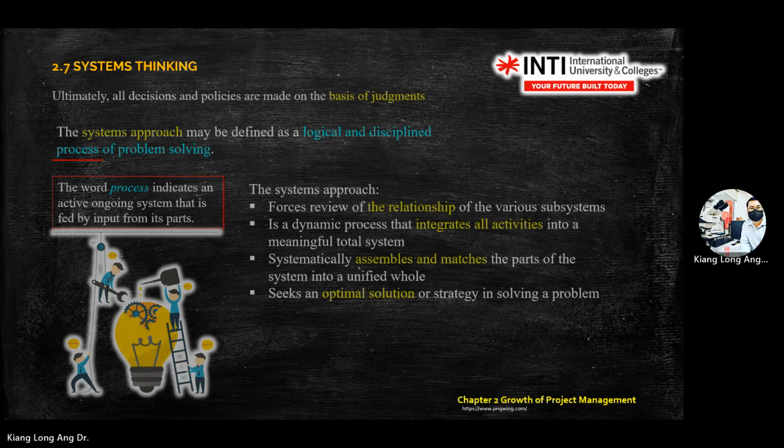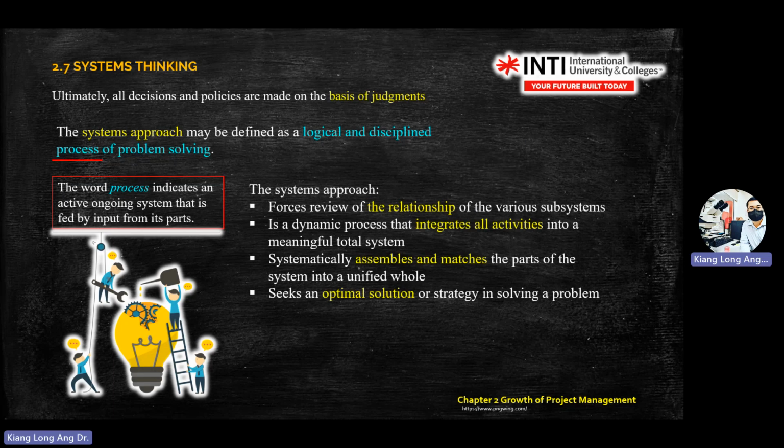Okay, so what is the system approach? It means that you summarize all the information. You look at all the information and then you make a decision. The final objective is to find the best solution to the problems.